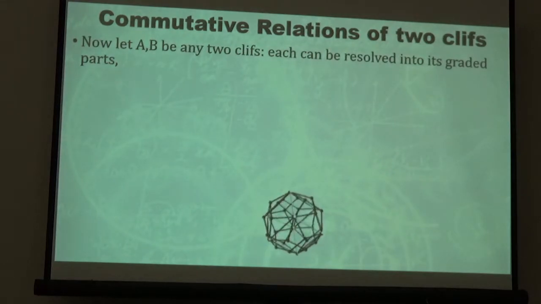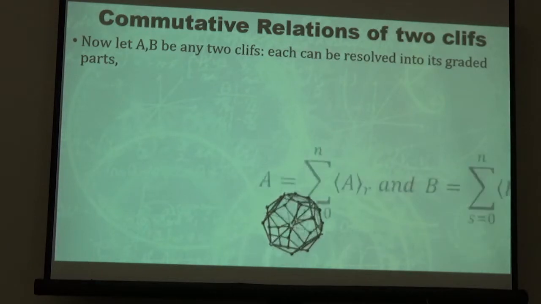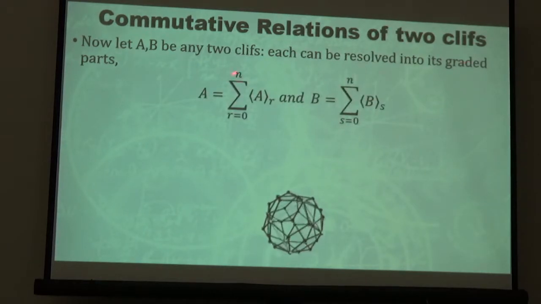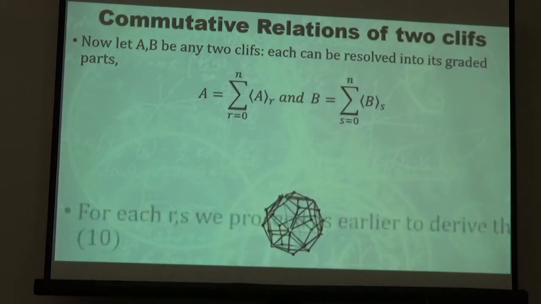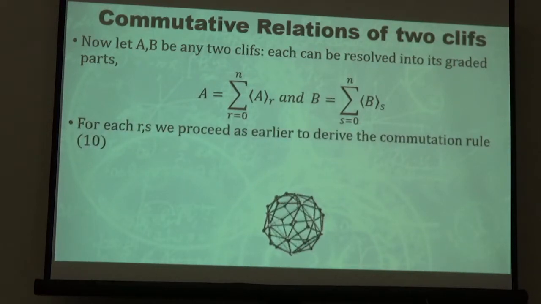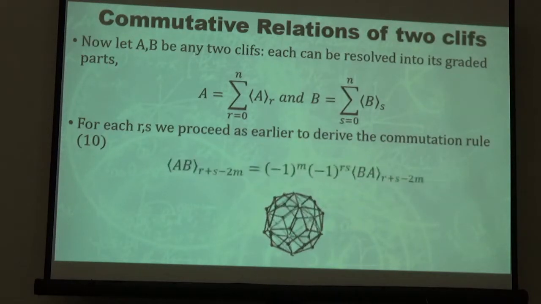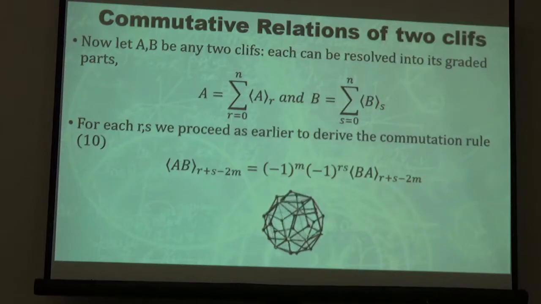Okay, commutative relations on two cliffs. Now let A and B be any two cliffs. Each can be resolved into graded parts. So here we have the two graded parts. For each r and s, we proceed as earlier to derive the commutative rule, and here we go. This is the formula that Hestenes showed in his book on the calculus of geometric algebras.